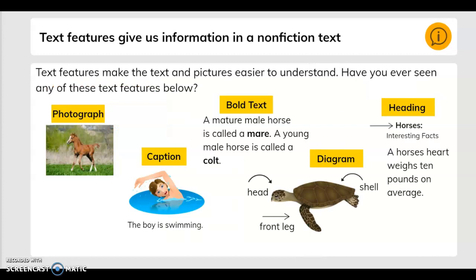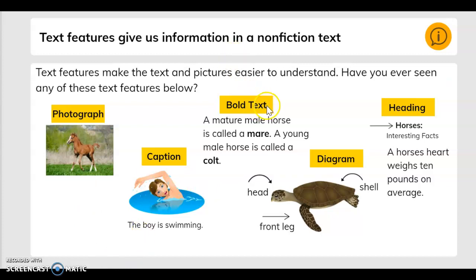Text features give us information in a non-fiction text. Text features make the text and pictures easier to understand. Have you ever seen any of these text features below? Photograph, caption. Caption is usually at the bottom of a picture in a book.